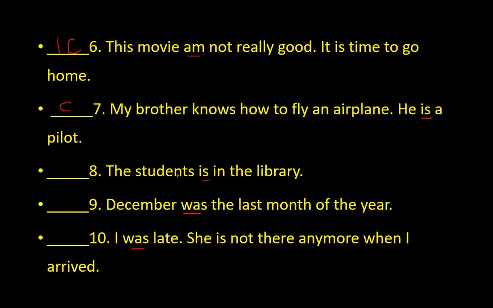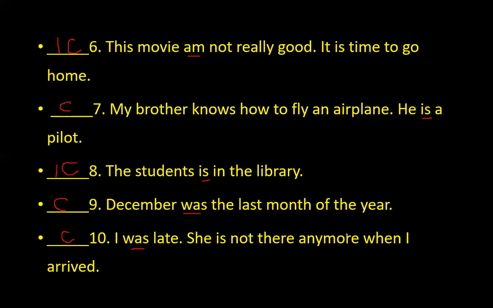"Students," see here. The noun ends in s, so that means there are a lot of students, and the verb "is" does not agree with the number of subjects. So this is correct. Okay, "December was the last month." Okay, this is correct. "I was late." Singular subject. Okay, this is okay.